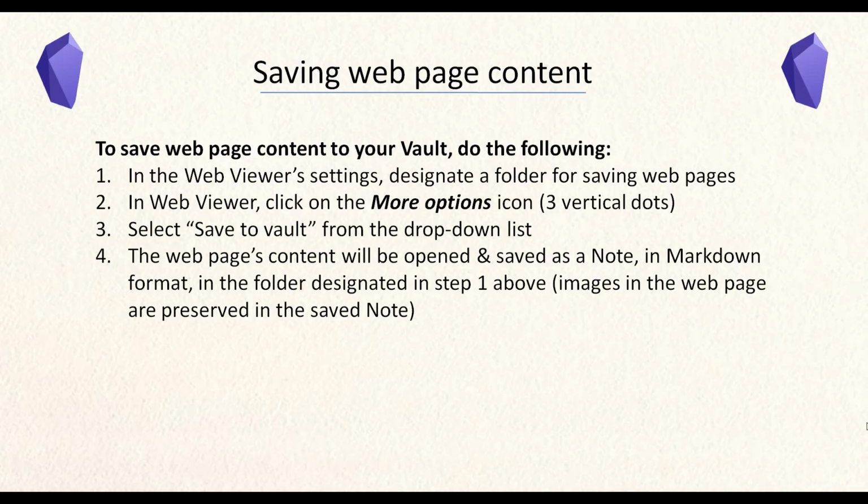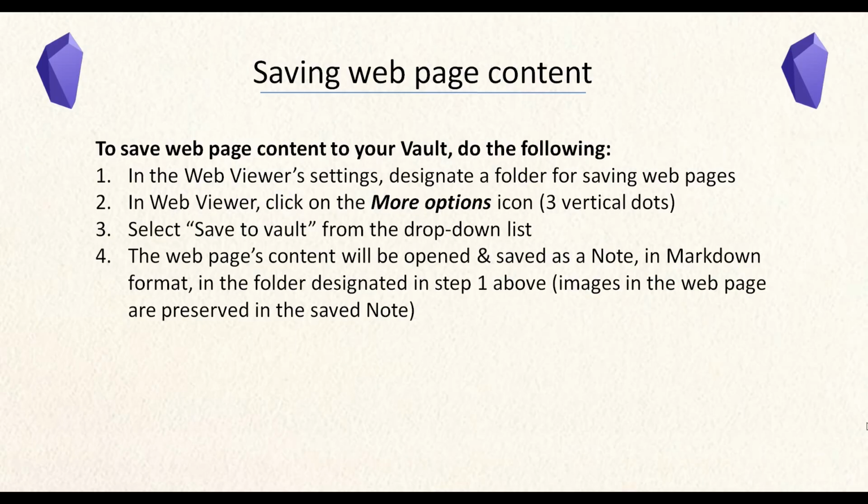One of the great features of the web viewer is that it lets you save web page content to your vault. In order to accomplish that, do the following. In the web viewer's settings, designate a folder for saving web pages. And if you recall, when I showed you the settings, I had already designated a folder. So as prep for this, create a folder in your vault, give it a name, designate it to save your web pages, then go into the web viewer settings and select that folder as the place where you want your web page content saved.